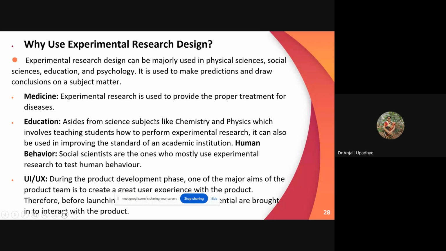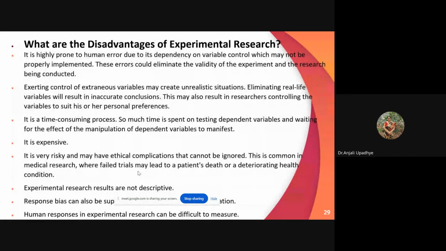In education, aside from science subjects like chemistry and physics, which involve teaching students how to perform experimental research, social scientists are also using research on human behavior, and it is also an experimental way. And suppose in the product development phases, the major aim of the product team is to get user experience with the products. So again, it is an experimental research design.